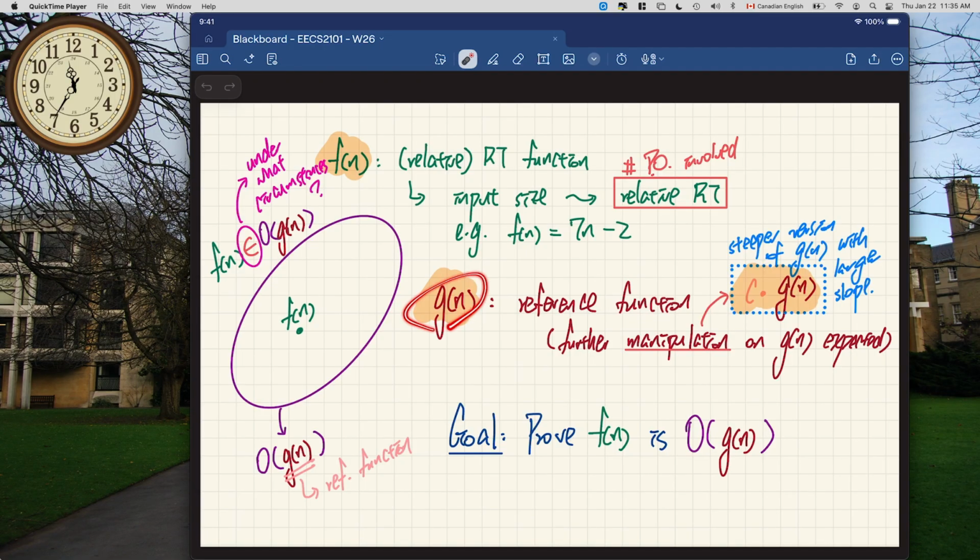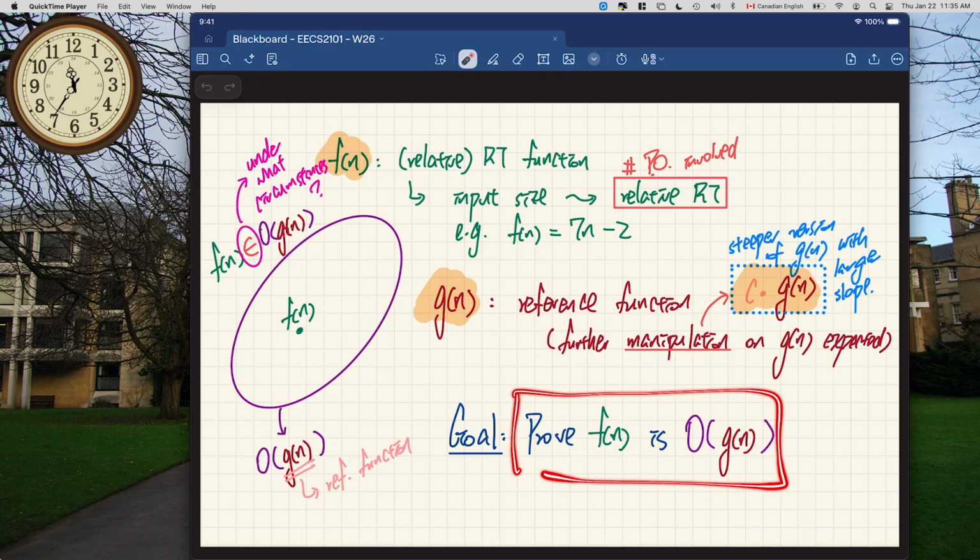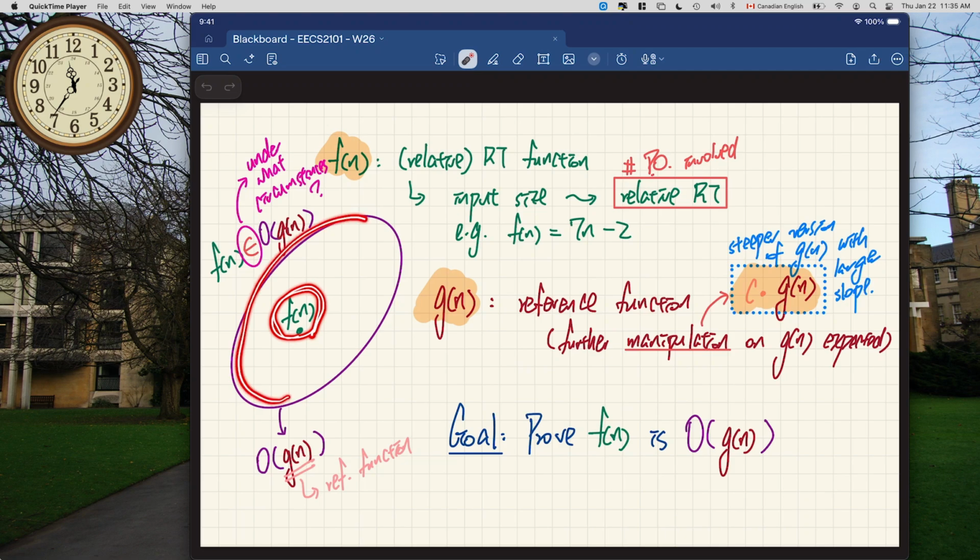So g of n doesn't really stand by itself usually. You have to modify its slope, right, to make it a little bit steeper. We'll see, okay? I'll do one more visualization together with you. Just make sure it's 100% clear. And the goal usually is to prove that the running time function you have is a member of some big O family of the reference function, right? Visually, you want to make sure f of n belongs to this particular class of the big O family. All right, that's what we are doing.